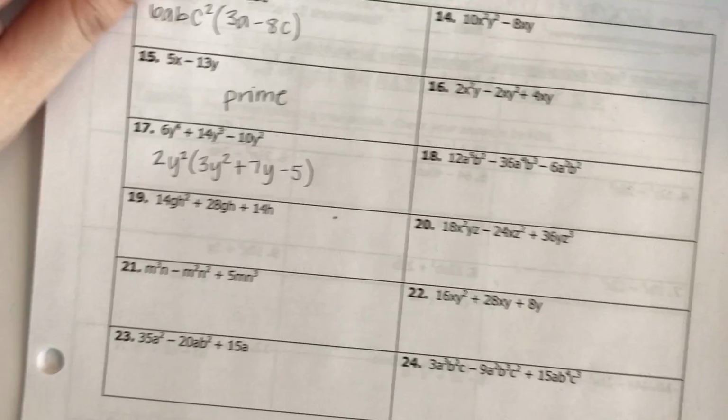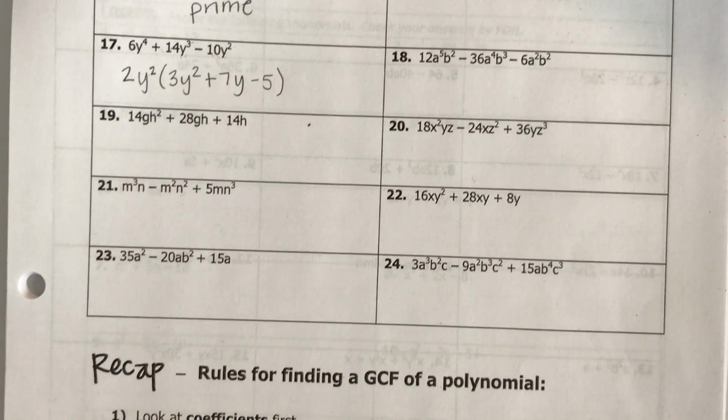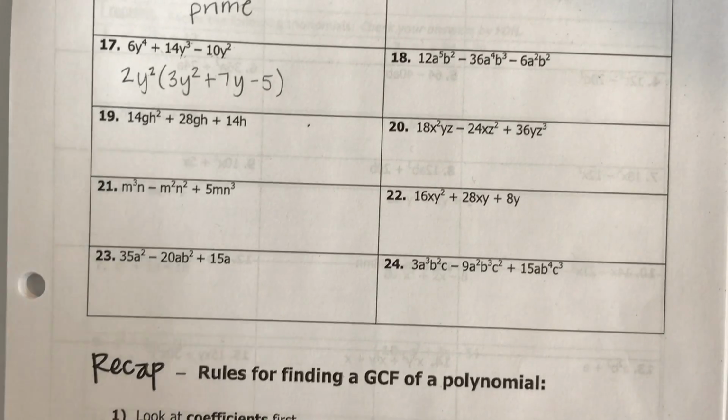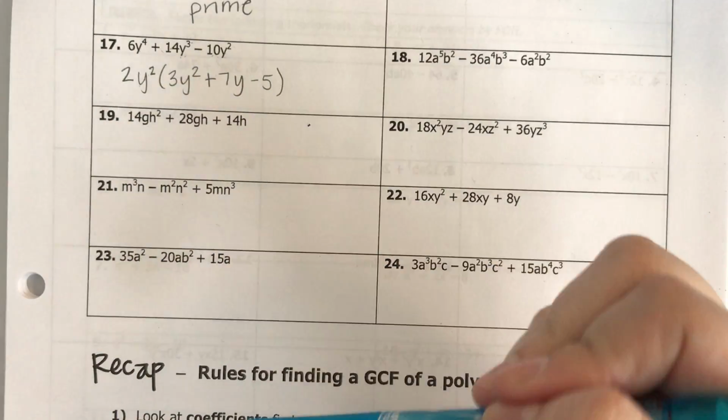Okay, like I said, hopefully it's starting to make a little bit more sense. You're literally just trying to find what they have in common and then divide it out. Okay, let's do number 19. We're almost done. There's only 3 more we have to do.